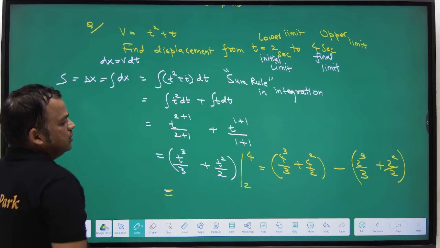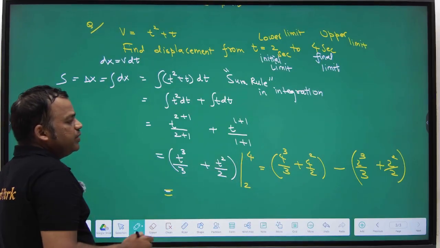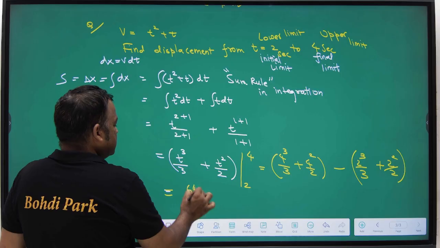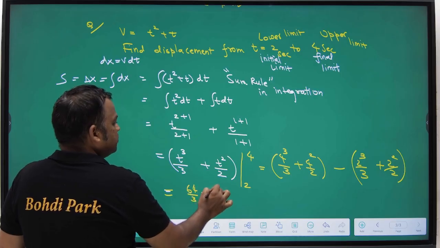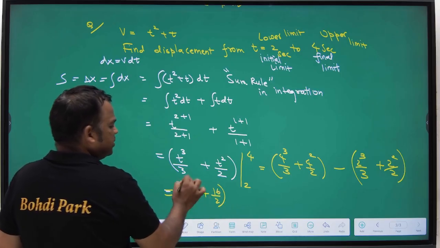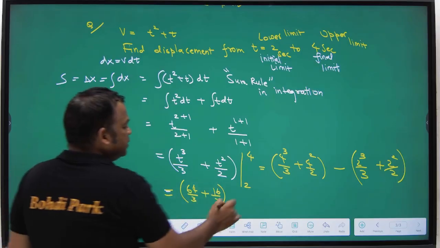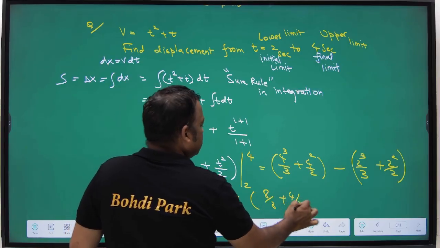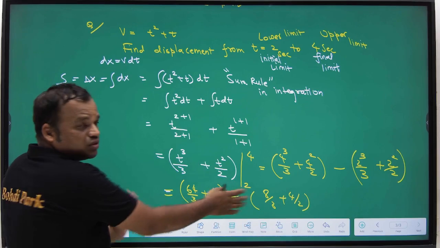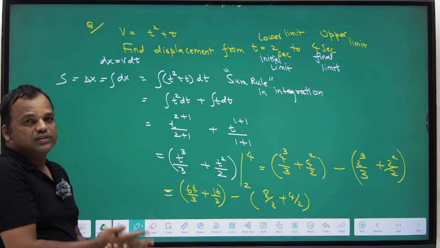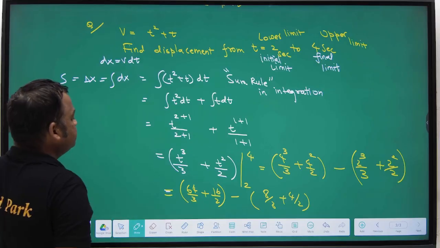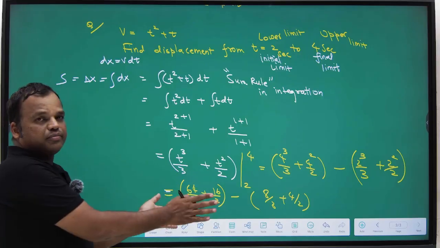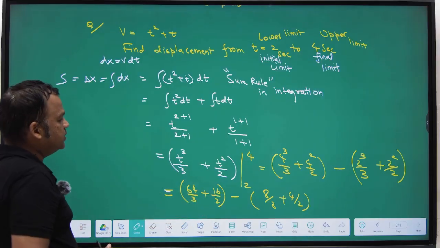So now 4 cube will be 4 into 4, which is 16 into 4. So 64. 64 by 3 plus 4 into 4, 16 by 2. Then we just have to solve this. So this is 8 by 3 plus 4 by 2. Then we can solve this, and that will be our answer for displacement. I am leaving the final answer up to you. You can find the final answer.